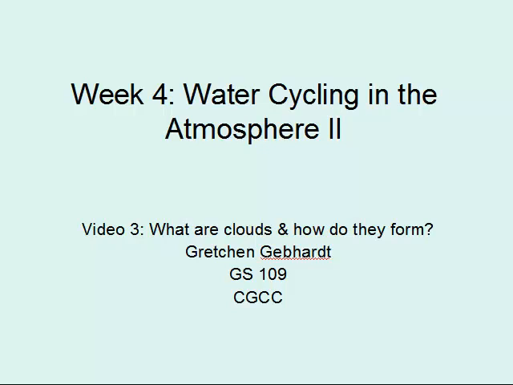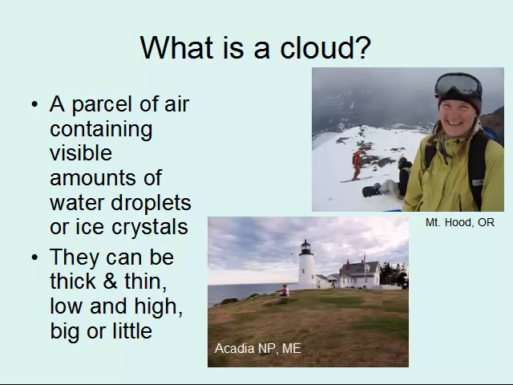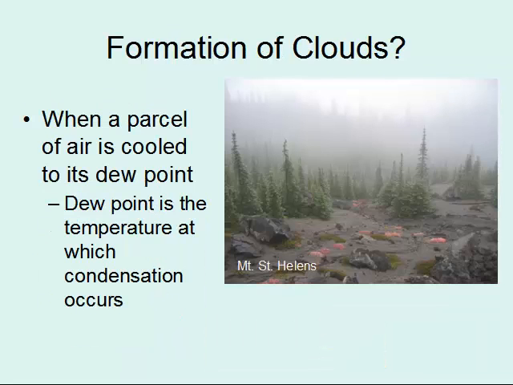Welcome back to week 4, and in video 3 we're going to get into specifics of what clouds are and how they form. So what is a cloud? Well, it's basically a parcel of air that contains visible amounts of water droplets or ice crystals. So that's why you see this white puffy thing or gray thing in the air, because you're actually seeing those water droplets in the air that have condensed. They can be thick, thin, low, high, big, little, all different sizes or shapes.